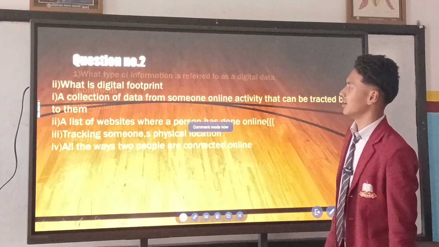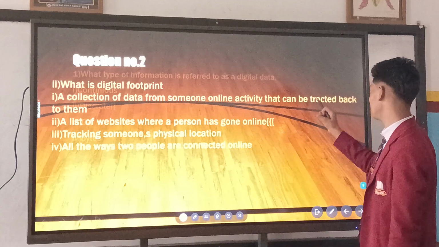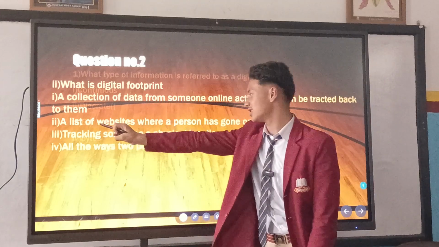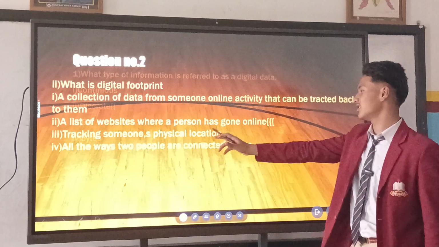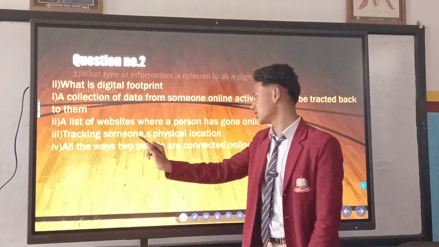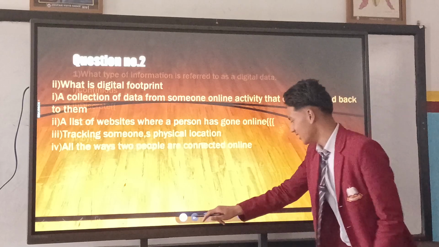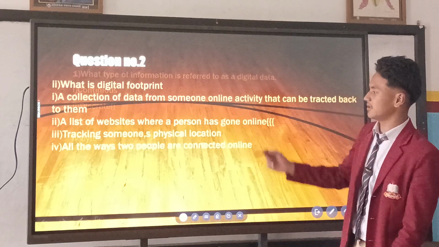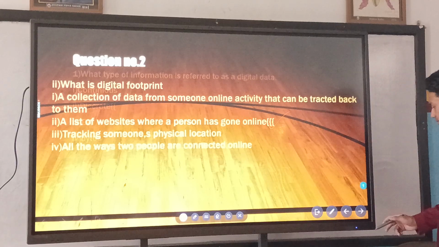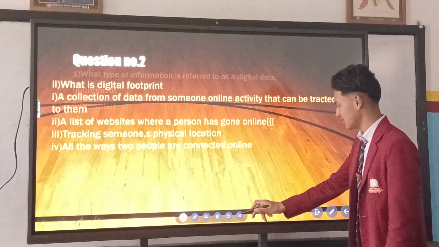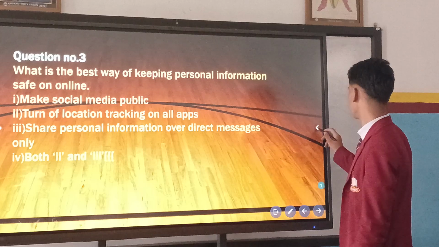Another. What is a digital footprint? First, a collection of data from someone's online activity that can be tracked back to them. Second, a list of websites where a person has gone online. Third, tracking someone's physical location. And fourth, all the ways people are connected online. The answer for the digital footprint is a list of websites where a person has gone online. Right. Give a big round of applause.